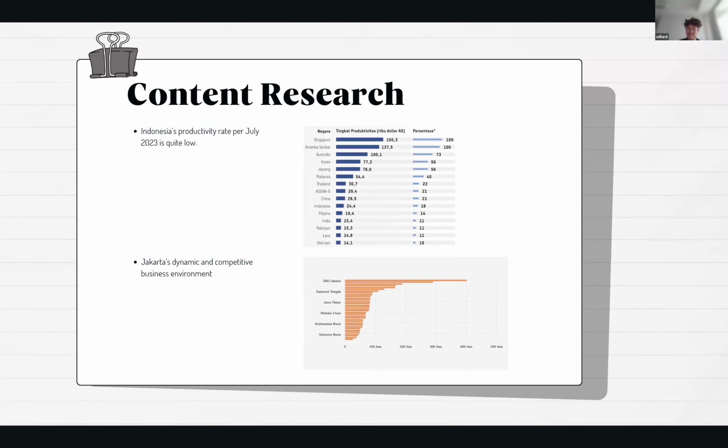The graph below shows Jakarta is the most productive city in Indonesia, so Jakarta will be my main focus for this paper. In Jakarta's dynamic and competitive business environment, the importance of having good teamwork and communication skills cannot be underestimated. As organizations strive for productivity, innovation, and overall success, it is important to understand the impact of these two vital elements.